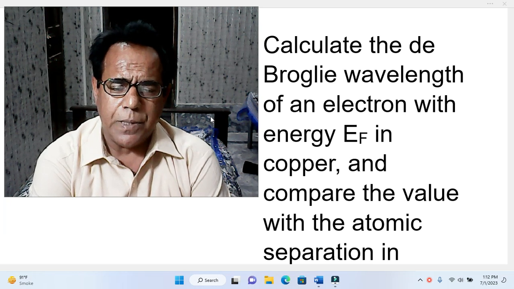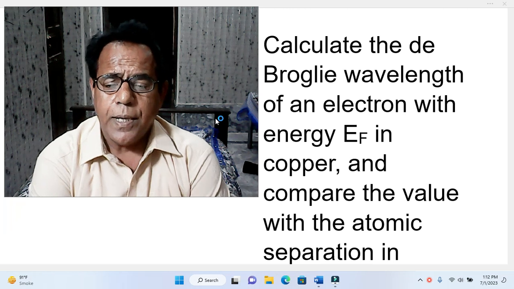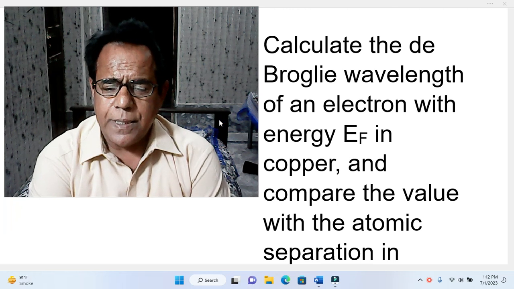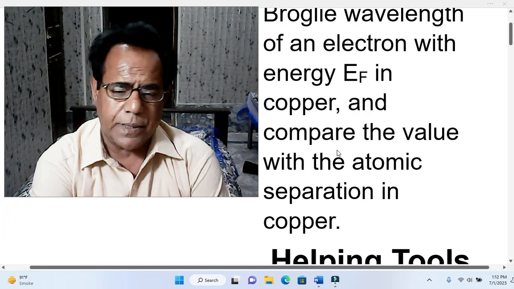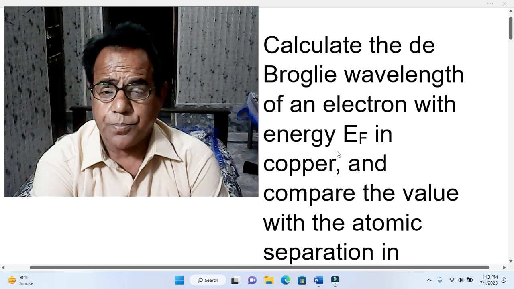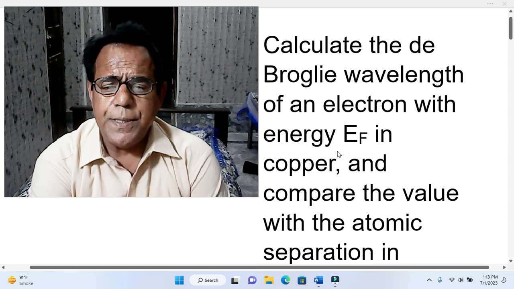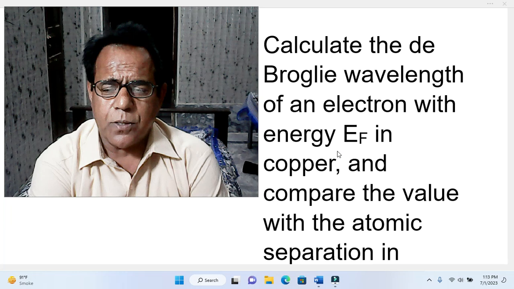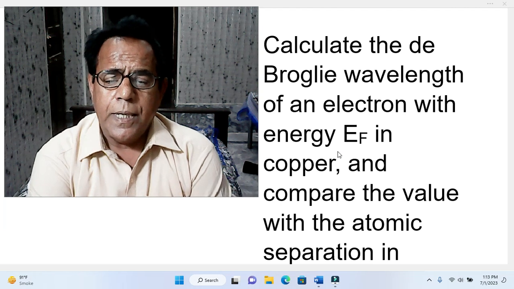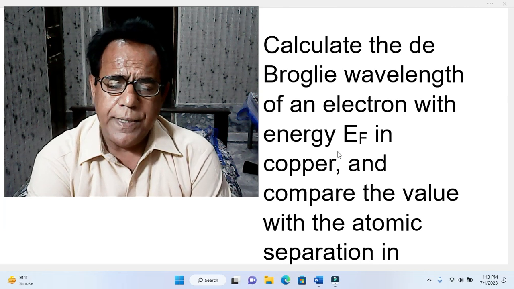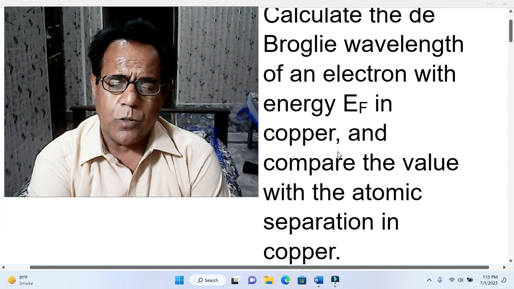in copper, Latin name cuprum, denoted by Cu, and compare the value with the atomic separation in copper. Once again, calculate the de Broglie wavelength of an electron with Fermi energy EF in copper and compare the value with the atomic separation in copper.